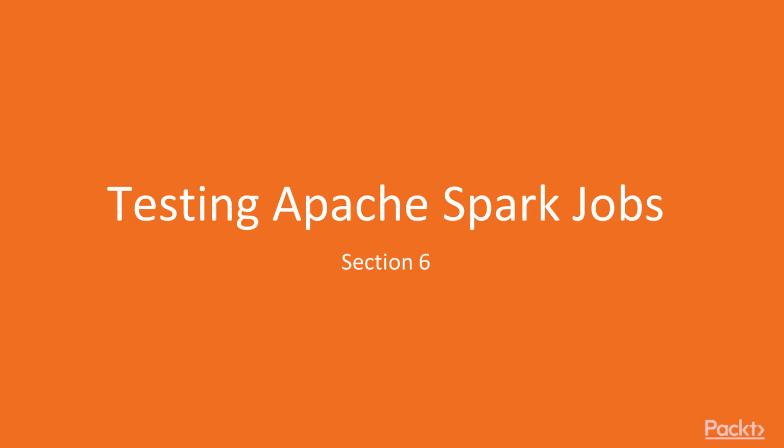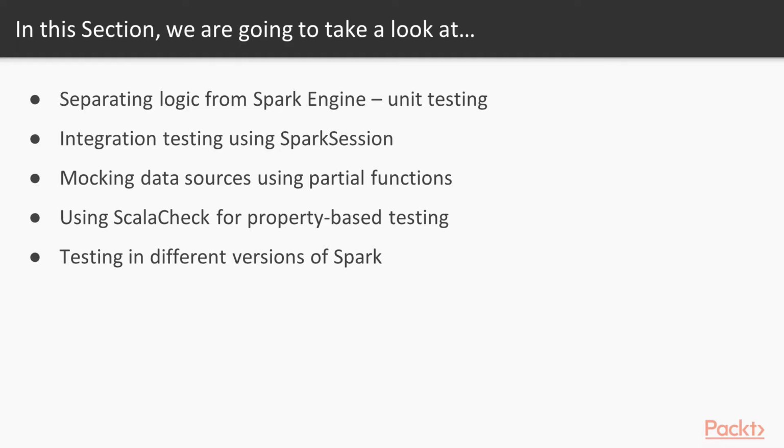Welcome to the 6th section of our course. In this section, we'll be testing Apache Spark jobs. Firstly, we'll see how to separate logic from the Spark engine. We'll see how to unit test our code, which will then be used by the integration test in a Spark session. The next video will be about integration testing using a Spark session.